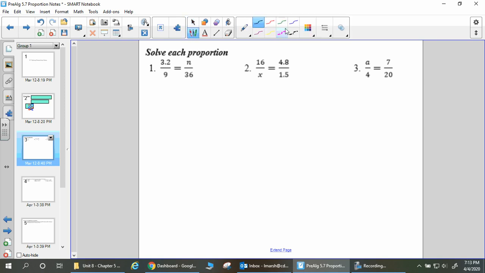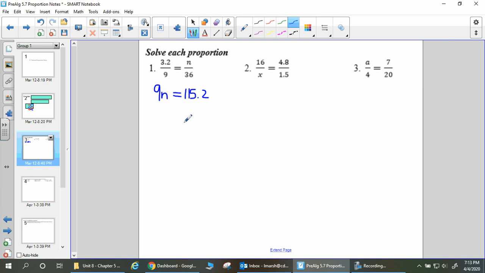It does not matter which way I multiply first. So I could do 3.2 times 36, or I could do 9 times n. Because I have a letter, we normally like our letters on this left-hand side. So I always start where that letter is. So I'm going to do 9 times n. And so that gives me 9n. And then that has to equal, and go the other direction, 3.2 times 36, which is going to be 115.2.